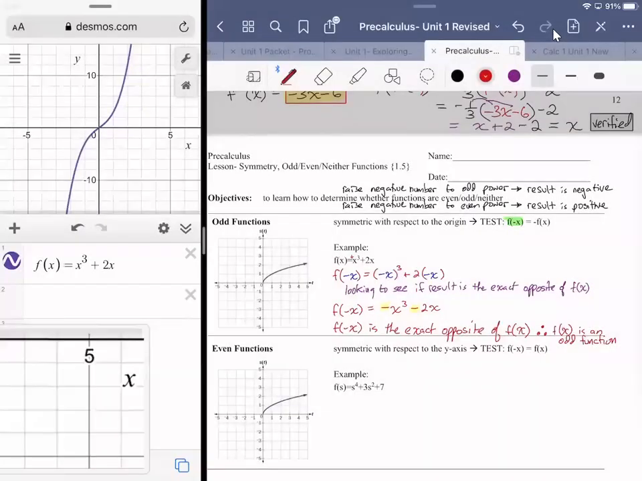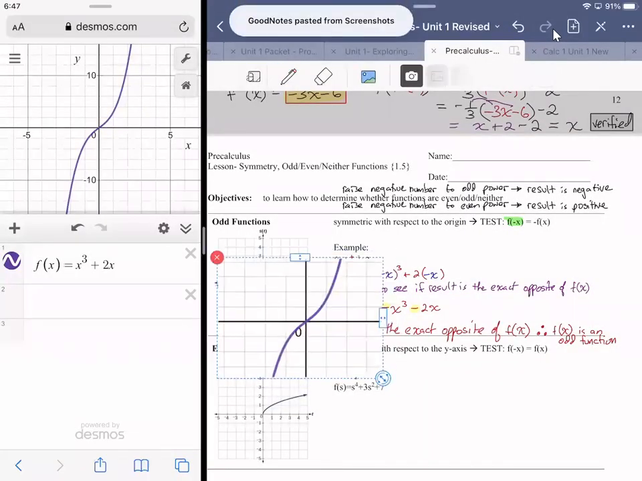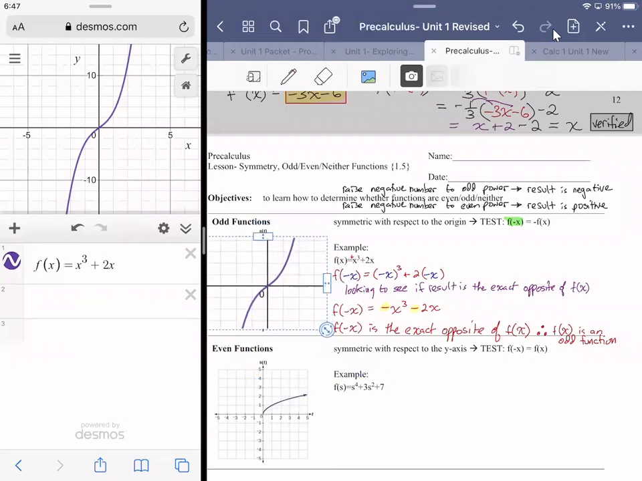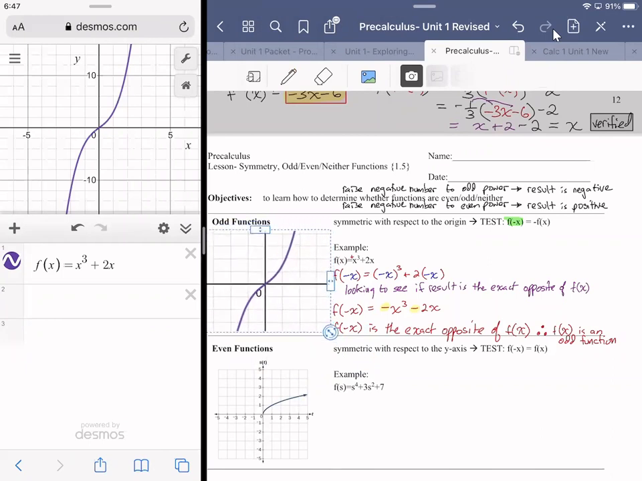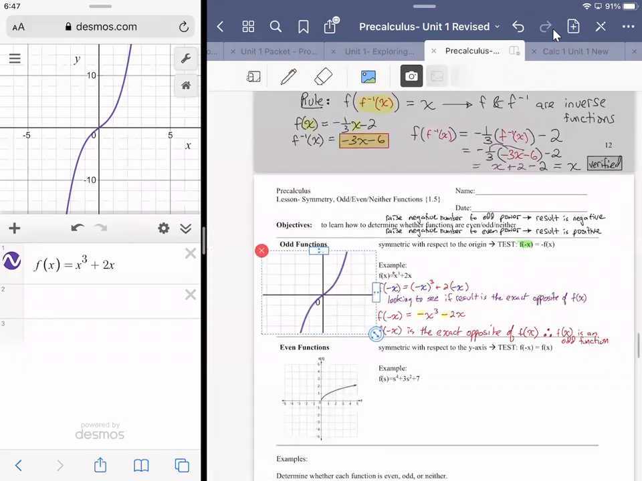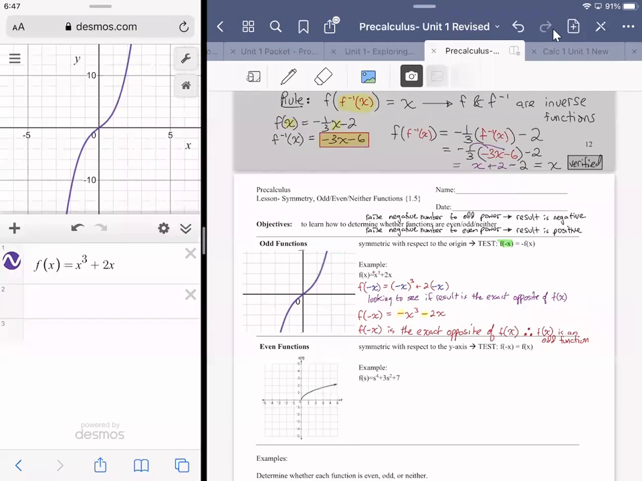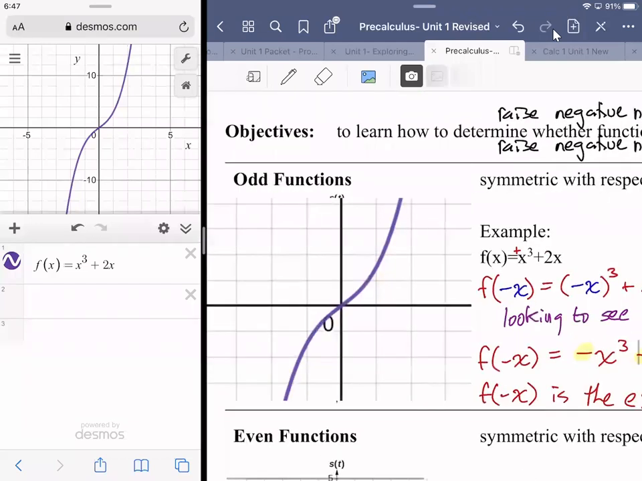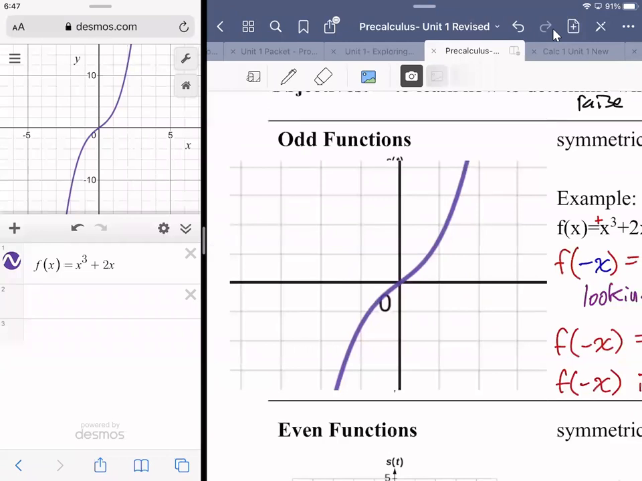I want to mark up this diagram real quick. Paste. What we're looking for is symmetry with respect to the origin. And what that means is that if I take any point and reflect it over the origin, it'll end up as another point on the graph.